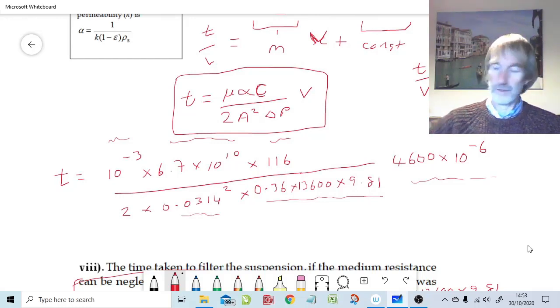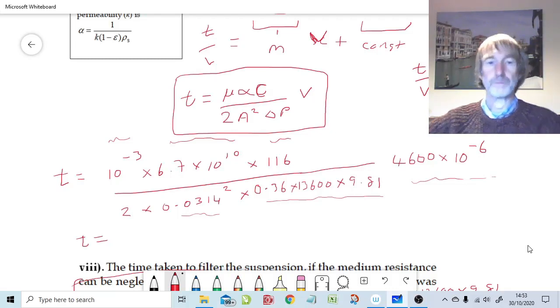We'll give it a go. I think I'll do it in 2 bits. I'll do the top and then the bottom separately, because there's a lot of numbers here. So it looks to me like it would be a good idea to do 6.7 times by 116, and then times by, let's make that 4.6, and not quite so many tens floating about.